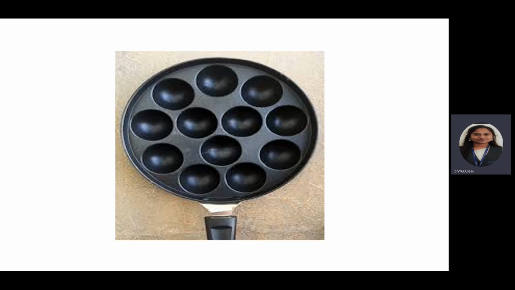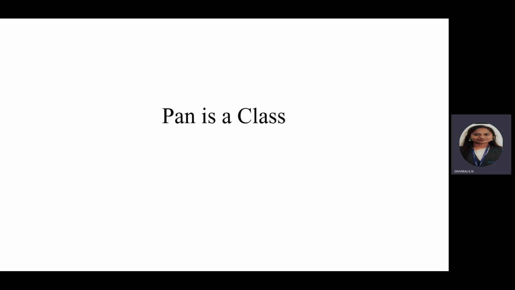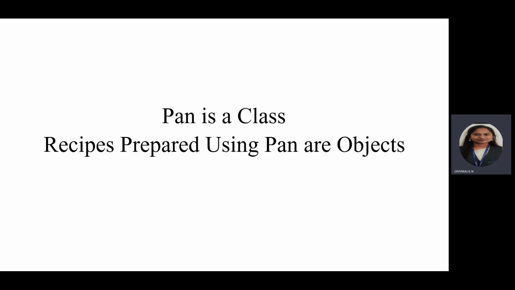Let's take one more example. There's a tawa on the screen, a pan. Using this pan you can prepare n number of recipes. When I compare this with the class and object concept, this single pan I call a class, and the outcomes, the n number of recipes prepared from it, are all the objects. So the pan is a class and the recipes prepared using the pan are objects.